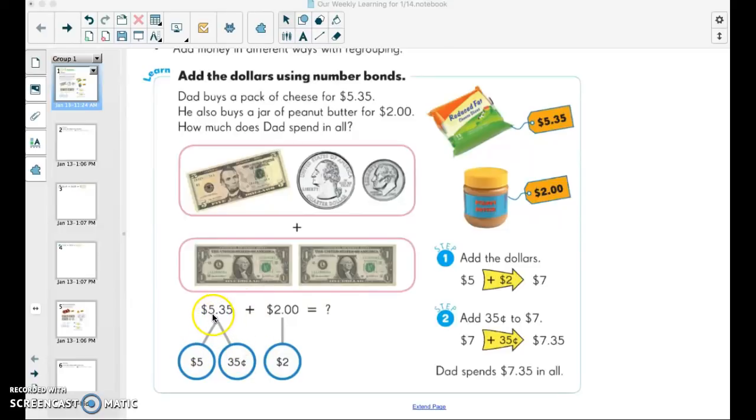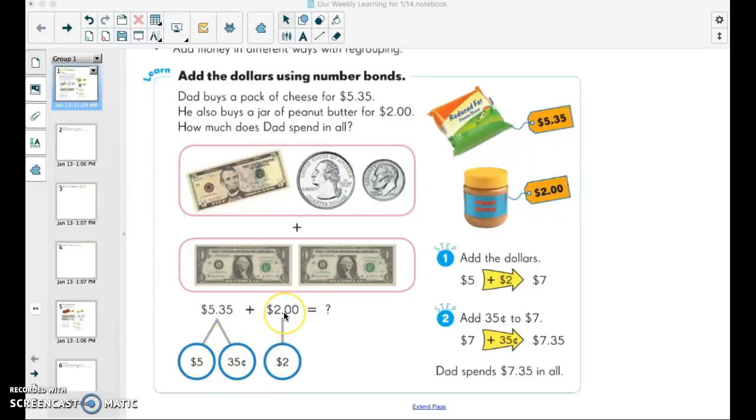So I'm going to separate my dollars from my cents. I can do that because I see a decimal point right there. And the numbers in front of the decimal point show my whole dollars. The numbers behind the decimal point are my cents. So I'm going to draw a line, and my first circle is going to be $5. And then I'm going to draw another line, and my second circle is going to be 35 cents.